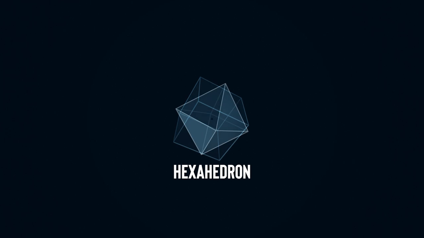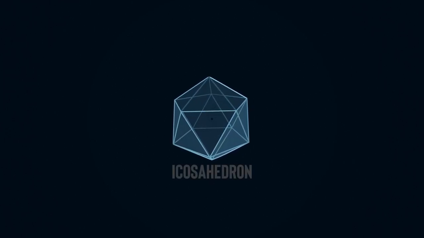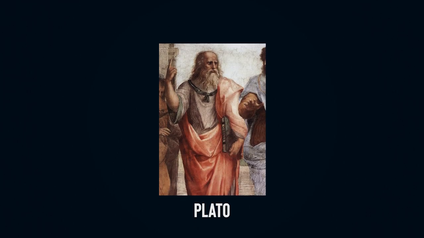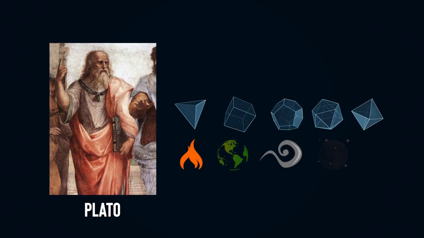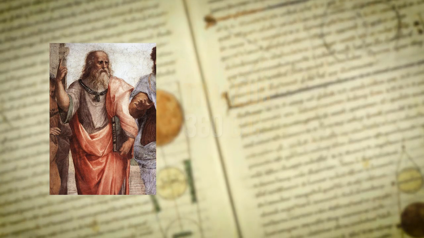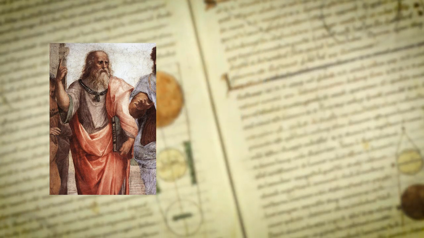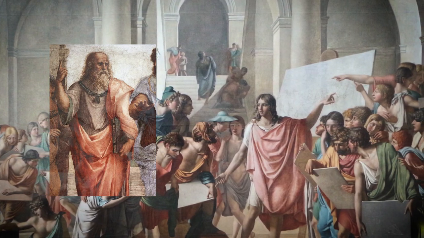The Platonic solids are the tetrahedron, hexahedron, octahedron, dodecahedron, and icosahedron, and are named after the ancient Greek philosopher Plato, who associated them with the classical elements: fire, earth, air, the universe, and water, respectively. Plato wrote about the solids in his dialogue Timaeus around 360 BC. However, while Plato is credited with popularizing these shapes, the Greeks already knew about the solids long before him.